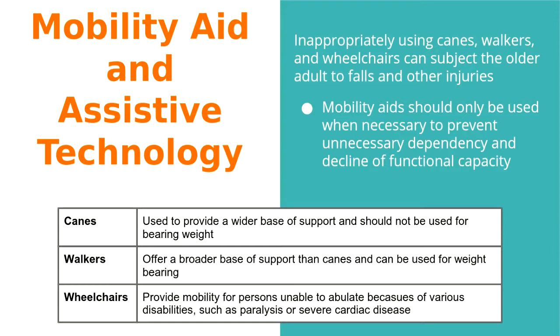So I just made a little chart which highlights canes, walkers, and wheelchairs, which is what I'm going to be discussing. And for canes, they offer a wider base of support, but they're not meant for weight bearing. Walkers, they offer more support than a cane, and you could bear weight on your walker.